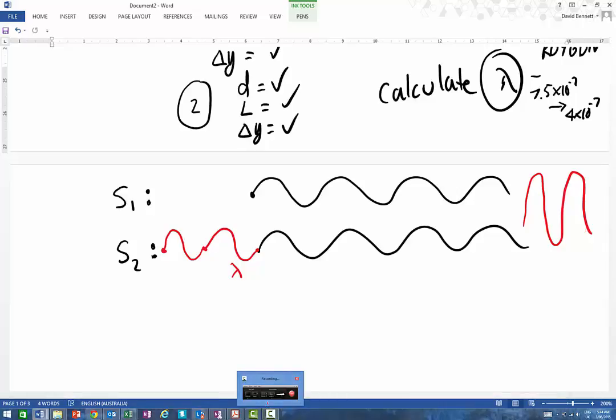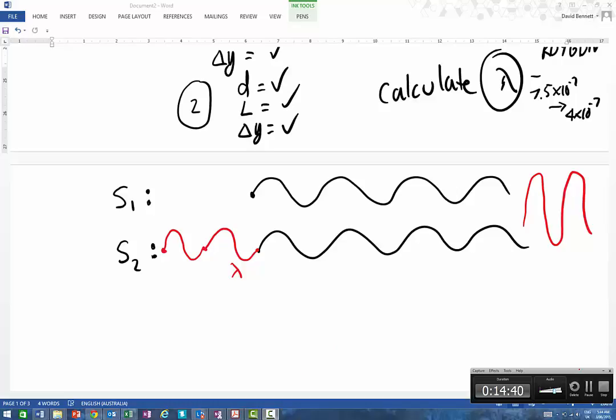Alright, so hopefully this makes sense to you. I think it's pretty straightforward, the whole information that we need to do with Young's double slit.